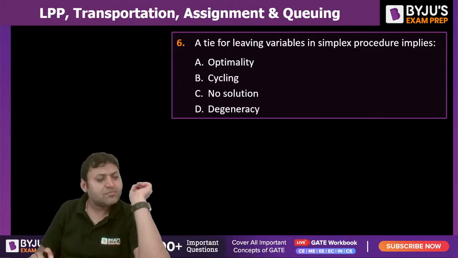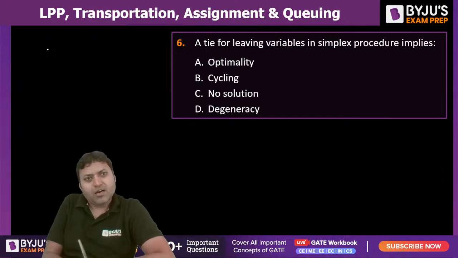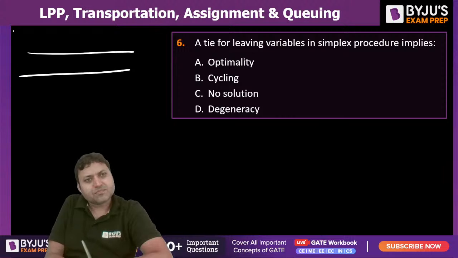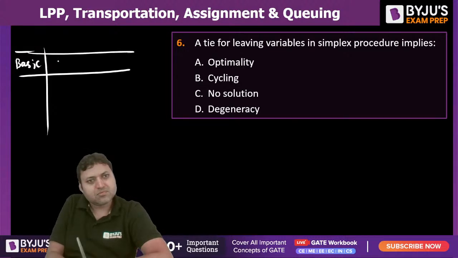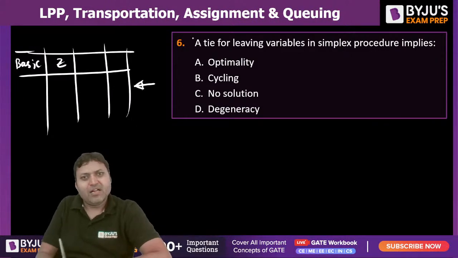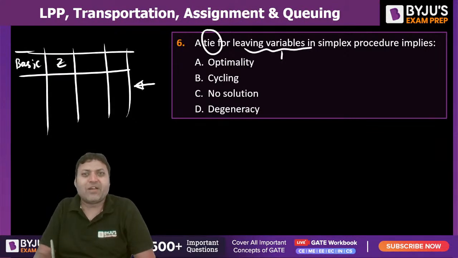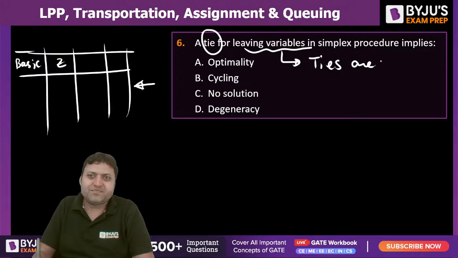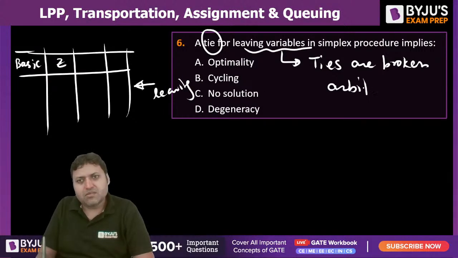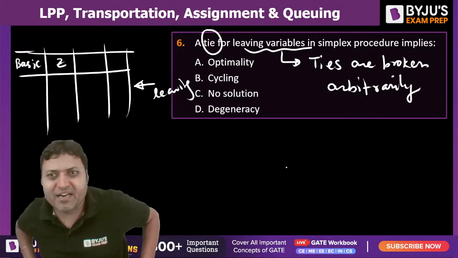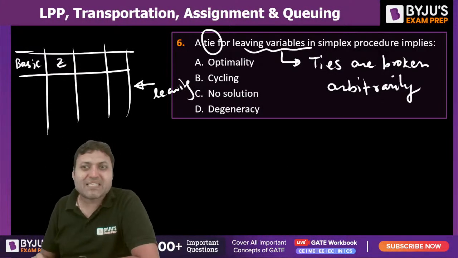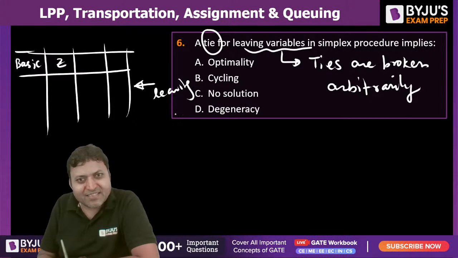Question number 6. If we draw the simplex table like this, the leaving variable. If there is a tie in deciding the leaving variable, the ties are broken arbitrarily. If there is a tie for leaving variable in the simplex method, what does it imply? It implies that there is a degeneracy.